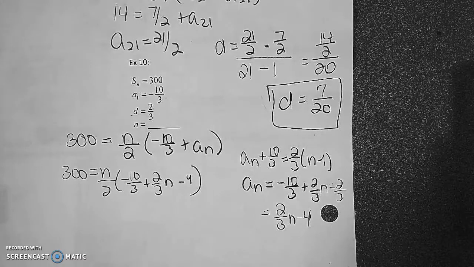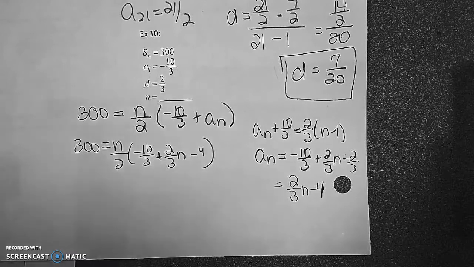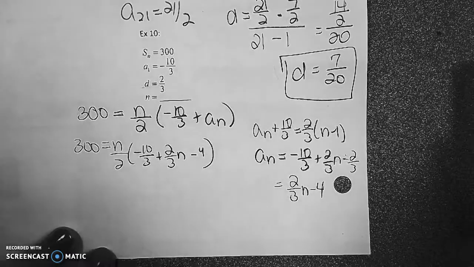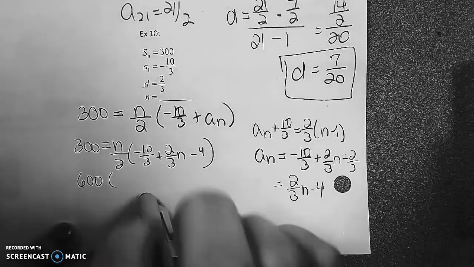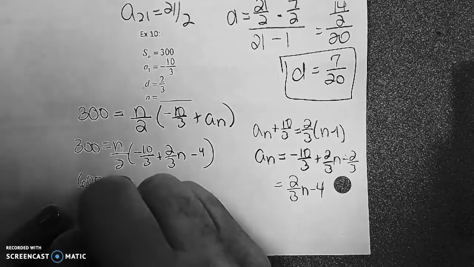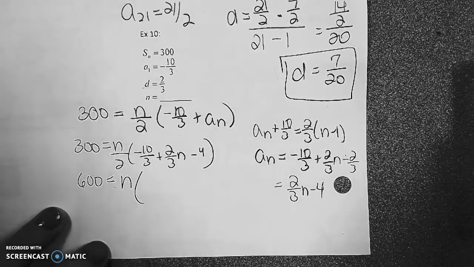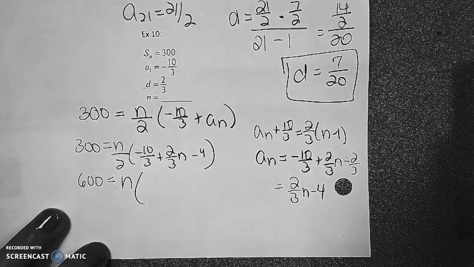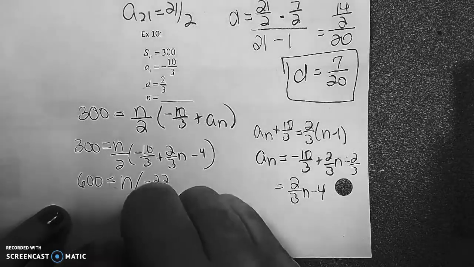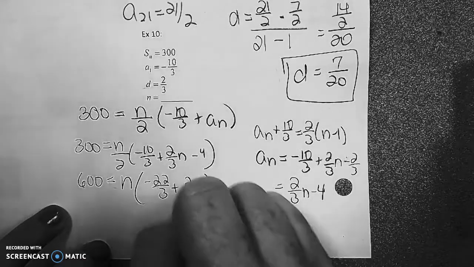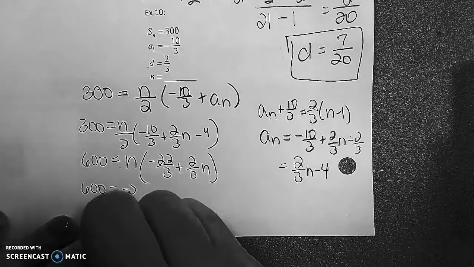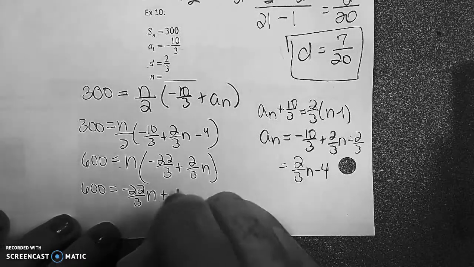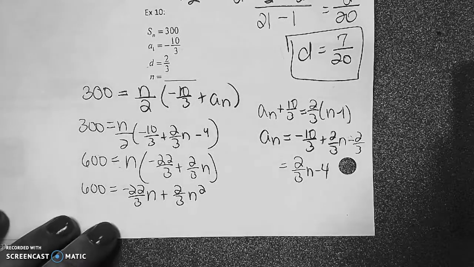All right, I now have one variable, so now I need to go about solving this equation. I really don't want to work with fractions, so I'm going to multiply both sides by 2. So 300 times 2 gives me 600. N times, I need to combine some like terms here, so negative 10/3 minus 4, you can get a common denominator there, is negative 22/3 plus 2/3 n. I'm going to go ahead and distribute the n, so 600 equals negative 22/3 n plus 2/3 n squared.